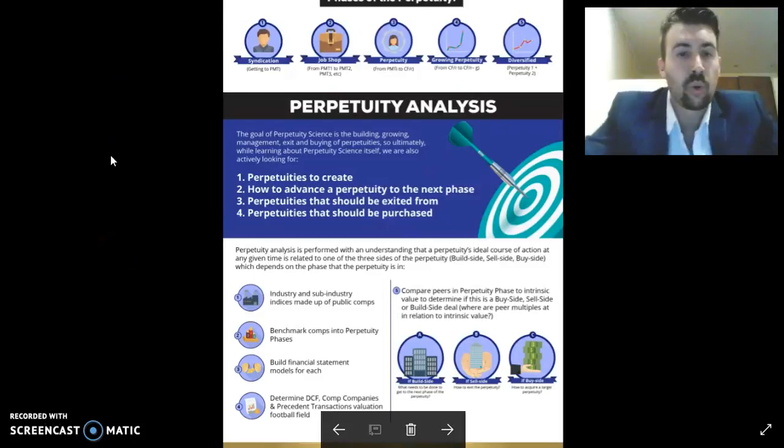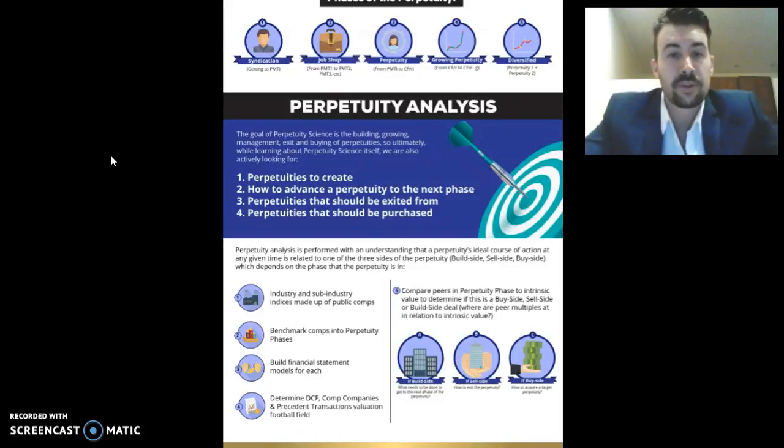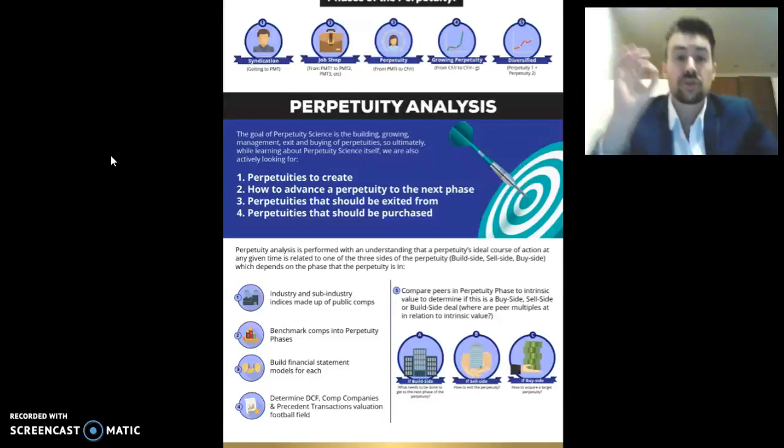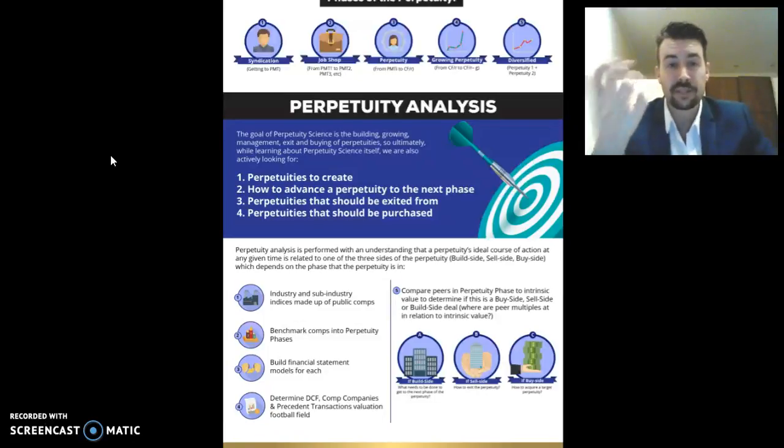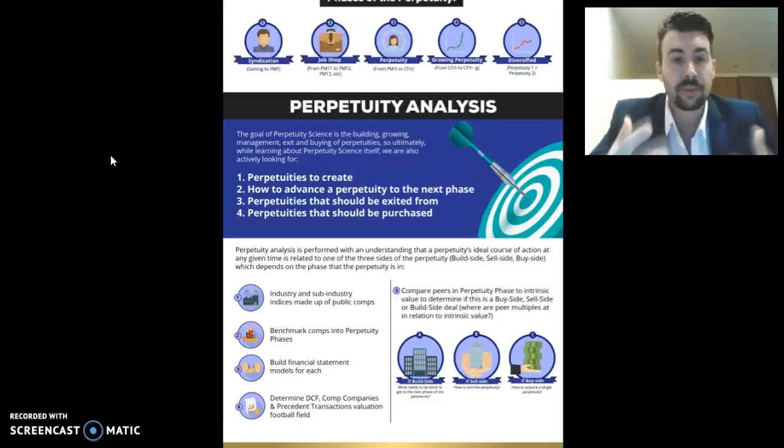So the goal of perpetuity science, of course, is the building, growing, management, exit, and buying of perpetuities. So ultimately, while learning about perpetuity as science itself, the student is actively looking for perpetuities to create, how to advance a perpetuity to the next phase in the perpetuity phases. Number 3, perpetuities that should be exited from. 4, perpetuities that should be purchased.